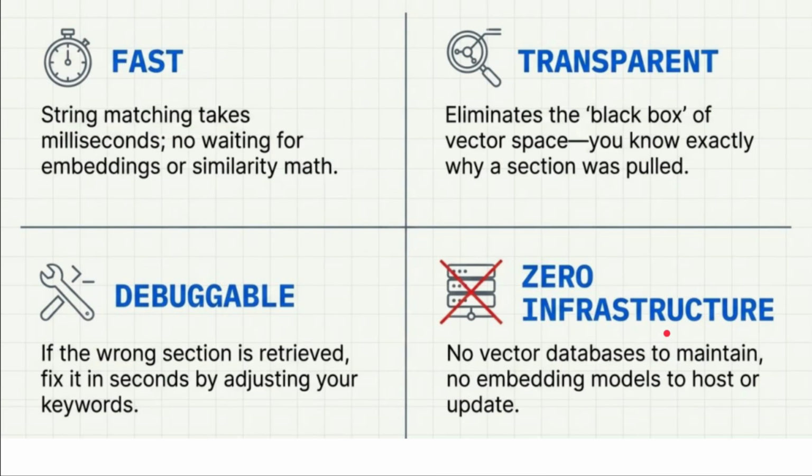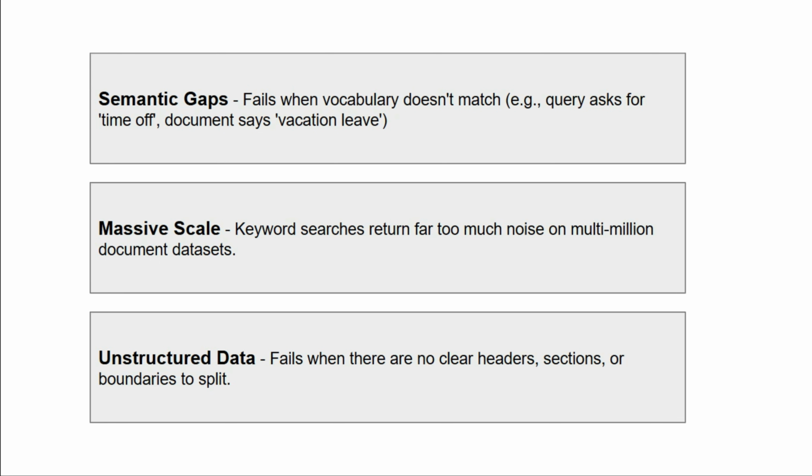And fourth, it needs zero infrastructure. You don't need a vector database. You don't need an embedding model. You don't need to manage any of that complexity. You just need your document and a search function.